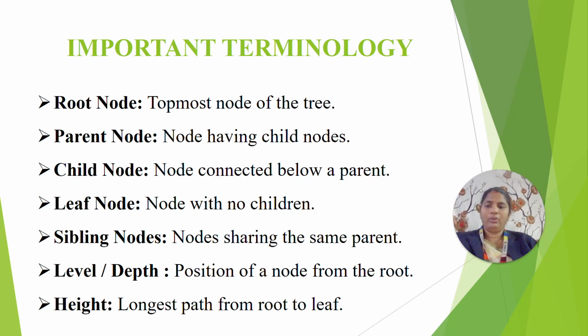So the parent node is the node connected before the element. A leaf node is one which does not have any further children. Siblings are nodes that have the same parent. After that we have seen level and depth, like in the last example. The position of a node from the root is called level or depth. The last one is height, which is the longest path from root to leaf. The height alone we will see in the AVL tree example.